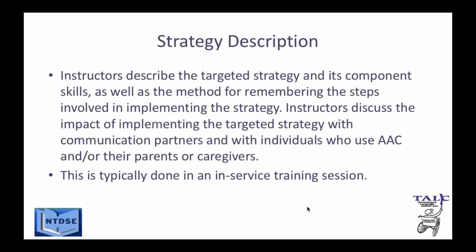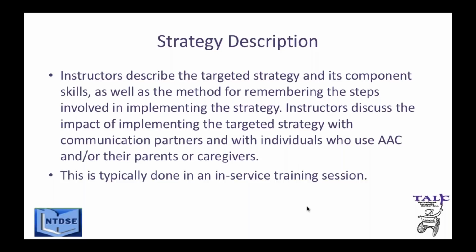The second step is strategy description. And this is where the instructors describe that targeted strategy, like partner-augmented input and its component skills, as well as the method for remembering the steps involved in implementing that strategy. Instructors discuss the impact of implementing the targeted strategy with communication partners and with the individuals who use AAC and/or their parents and caregivers.